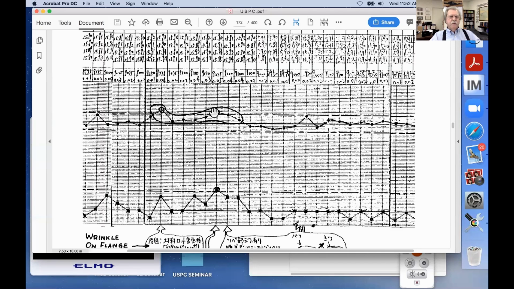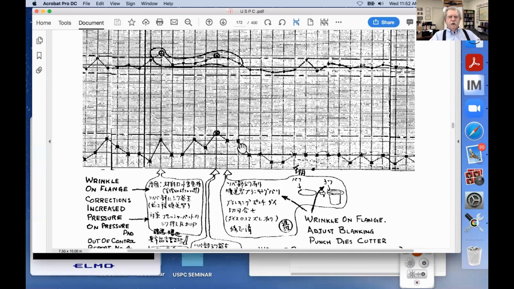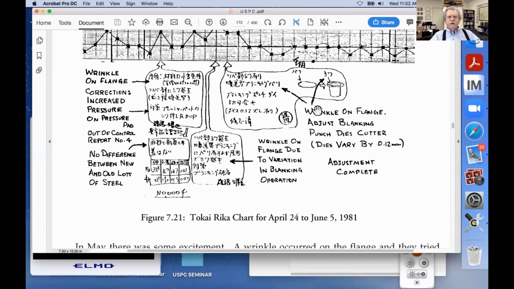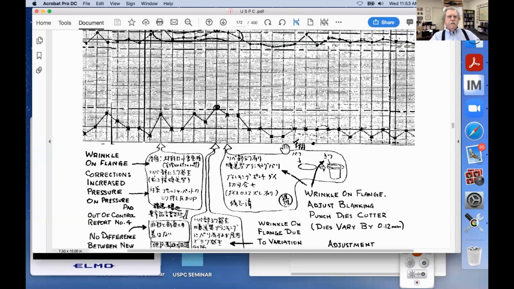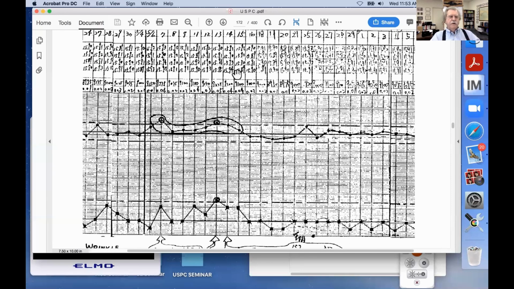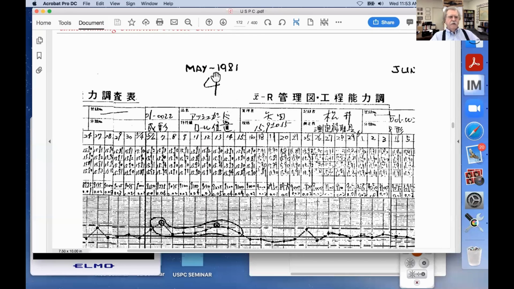A few days later, the problem comes back. Wrinkle on flange due to variation in blanking operation. So work on flange to adjust blanking dies cutter. Dies varied by 0.12 of a millimeter. Adjustment complete. And who did the work? There's his initials. You see, this is the process log. Everything, the data and the corrective actions, everything is right here on one page. And if you want to find out more about it, you read the out of control report number 4, you go out there and look at the book, and you can see all the rest of the context for that report.